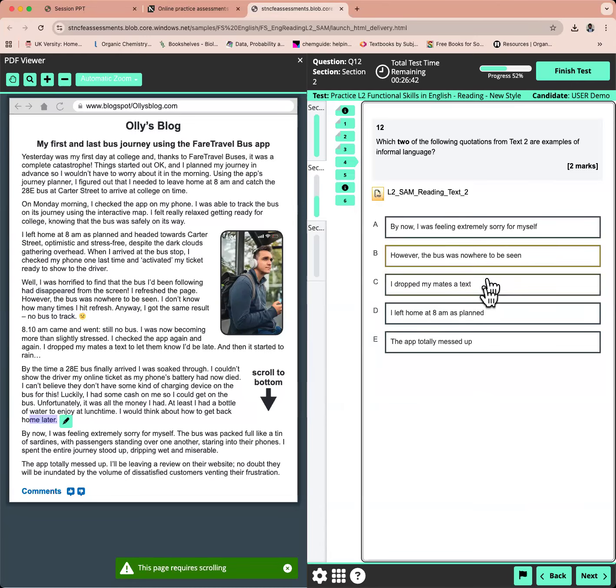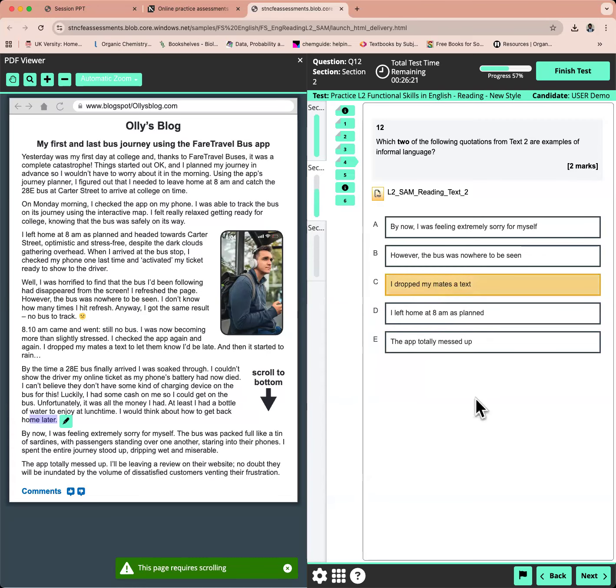So, let's see where it is coming up. App totally messed up. It is going to be the use of words which you normally don't use in English, or you use with somebody that you are very familiar with. I left home at 8 a.m. as planned. I dropped my mates. So this is one. Normally in formal English I would say I dropped my friends a text, but I've used the word mates. So this is informal.